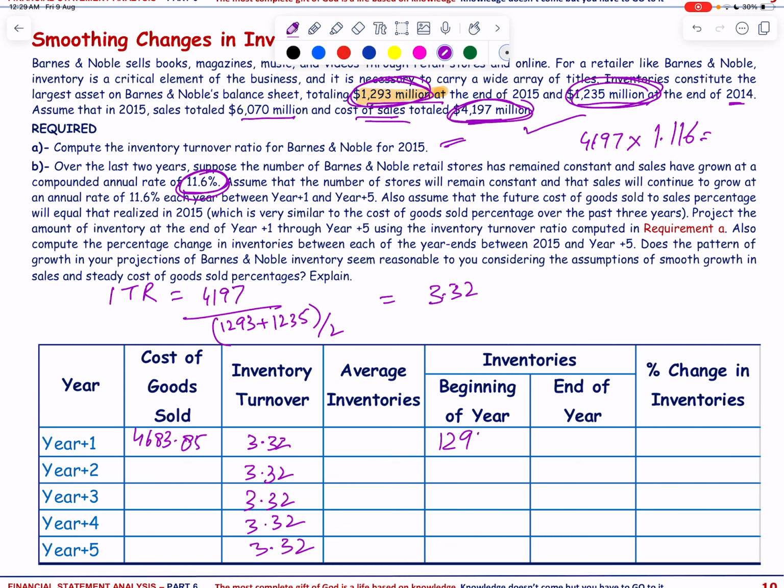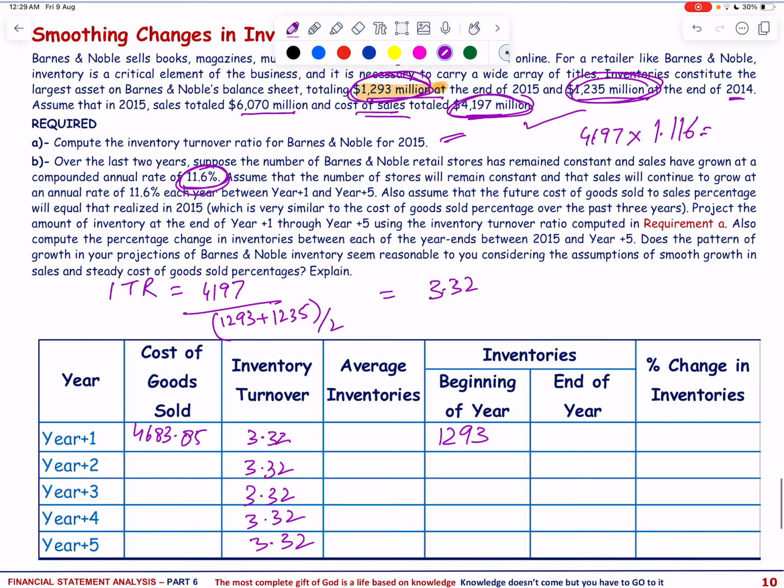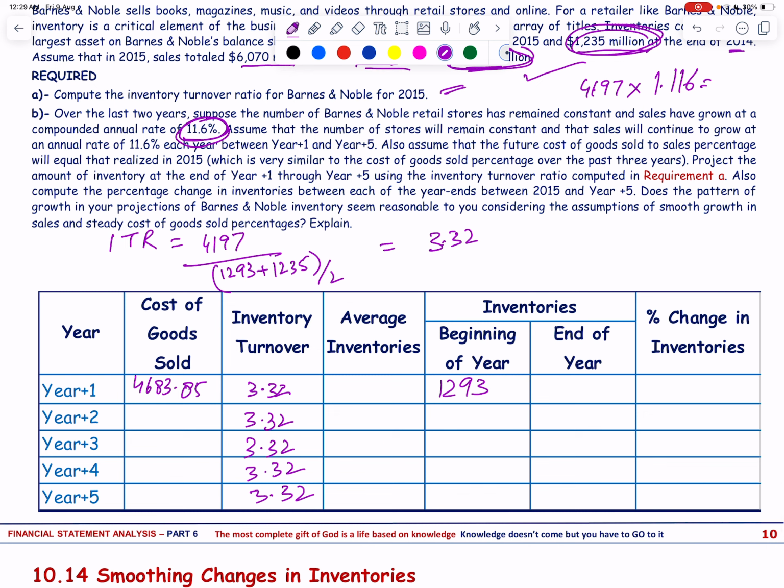And we will calculate the end-of-year inventory the same way, that is the cost of goods sold at year number 1, 4683.85, divided by the average inventory turnover, 3.32 divided by 2, minus the beginning inventory of 1293. So the ending inventory at the end of year number 1 will be 1528.25, and the increase is ending minus beginning divided by beginning, that is 18.19%.